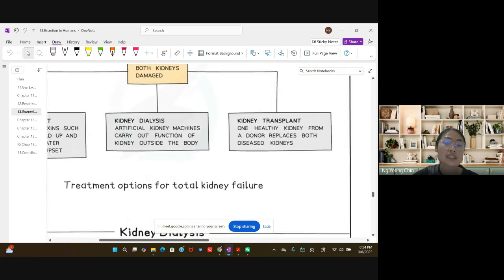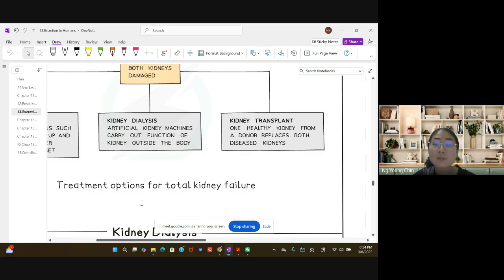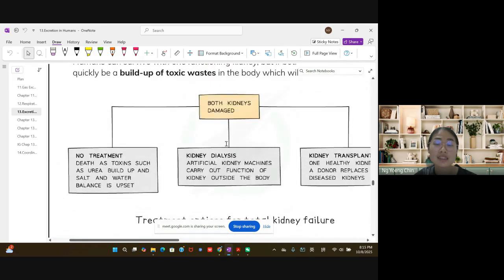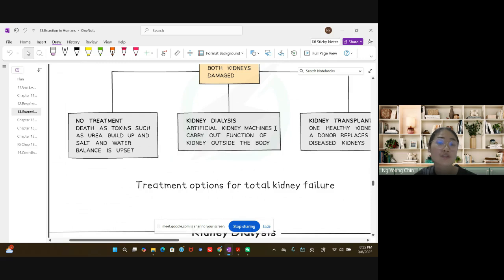Kidney dialysis is actually an artificial kidney machine that helps carry out the functions of the kidney outside the body. This machine helps to replace the kidney. Or sometimes you can do a kidney transplant, which means someone needs to donate a kidney for you. Usually a kidney transplant is not 100% successful. If the blood type is not matched, sometimes reactions will occur. So usually they will use kidney dialysis for kidney failure patients.